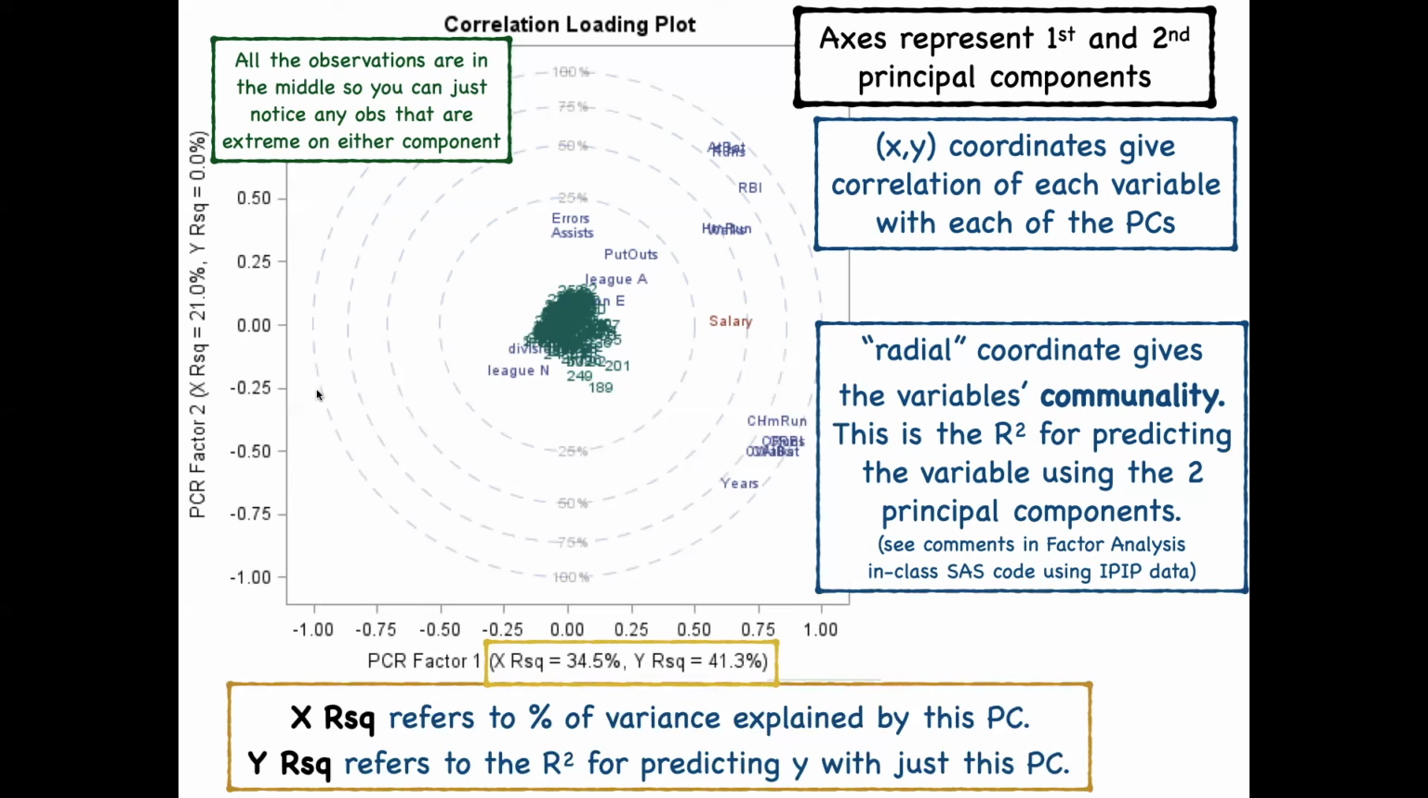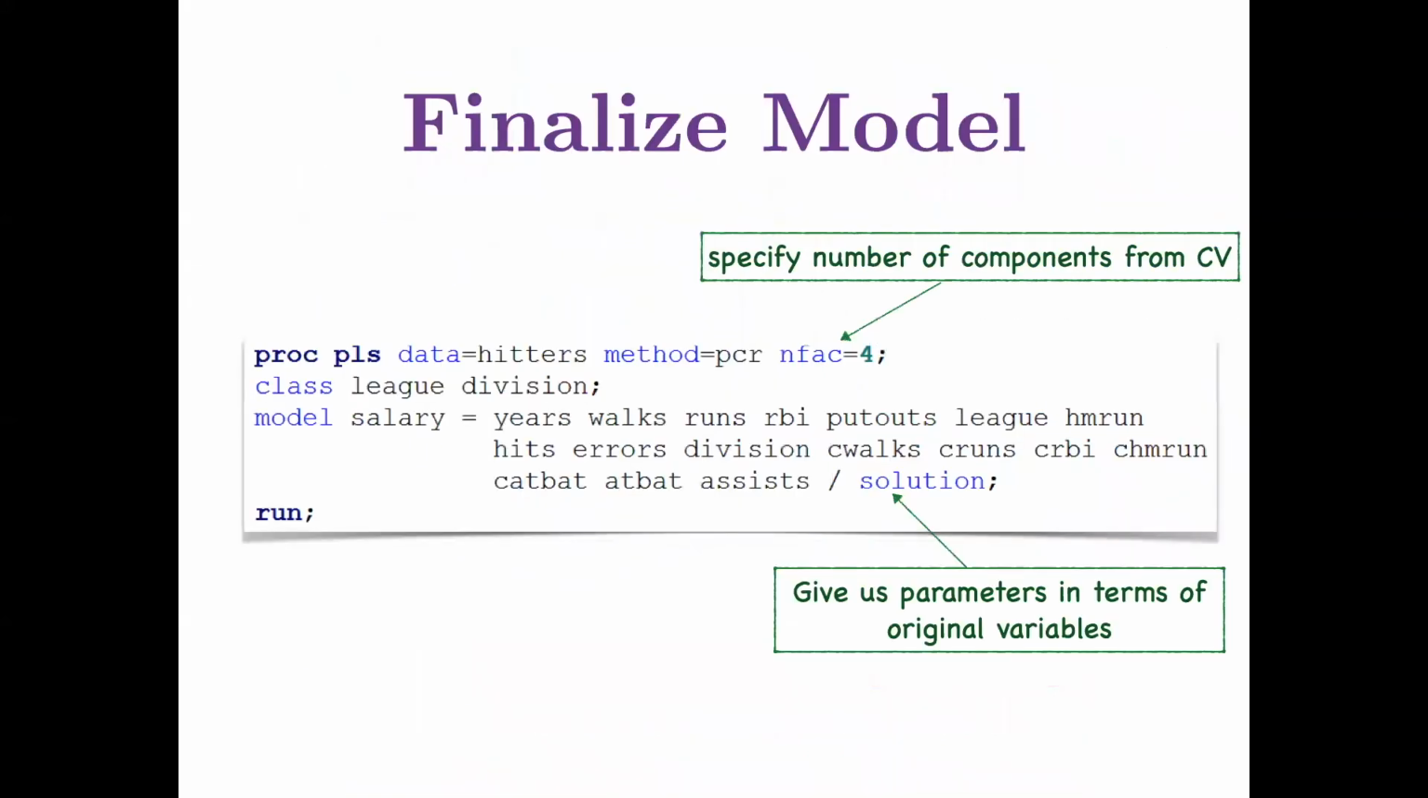Now this correlation loading plot does not give you all of the information from even our model, our principal component regression model, right? This only tells you about the first 2 components. Why? Because we can only plot in 2 dimensions. So it makes sense to show the first 2 because they have the most variance. But we saw from that cross-validation plot that the selected number of components was 4.